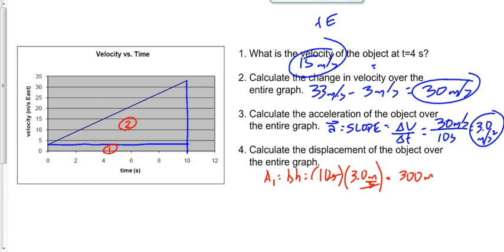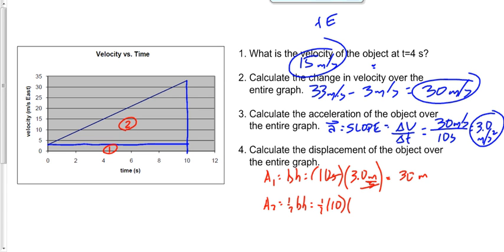Area 2, this is a triangle. So we're going to say it's 1/2 base times height. 1/2, this time the base is still 10. And the height goes from 3 to 33. Yeah, it's 30. Yeah, sorry. That's a big one, boy. Should be 30 meters. Thank you.